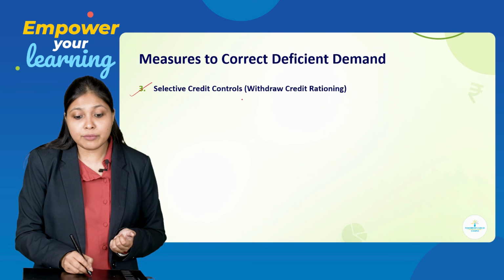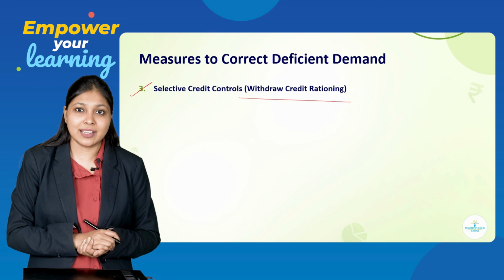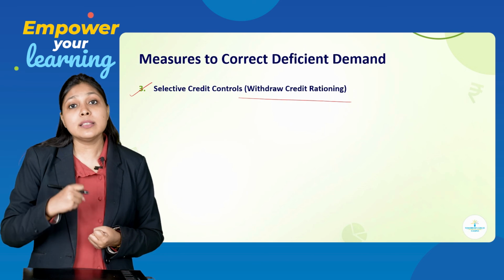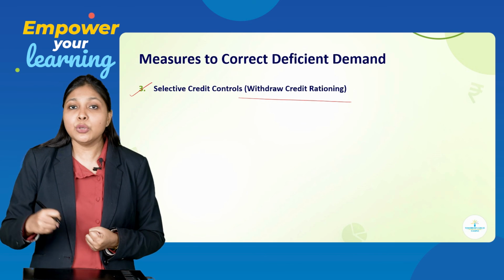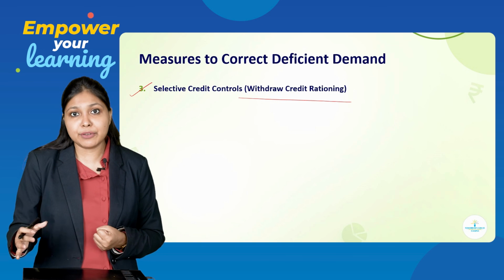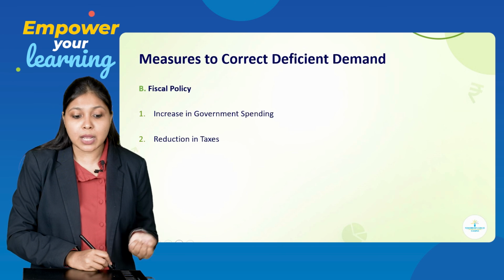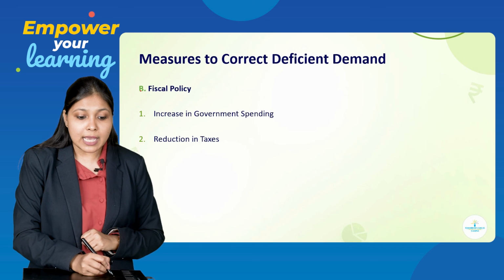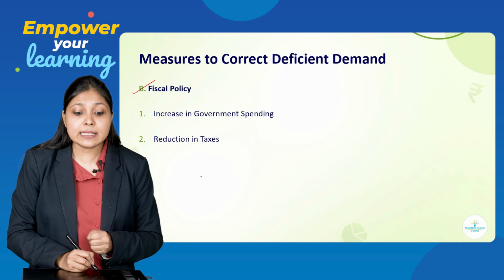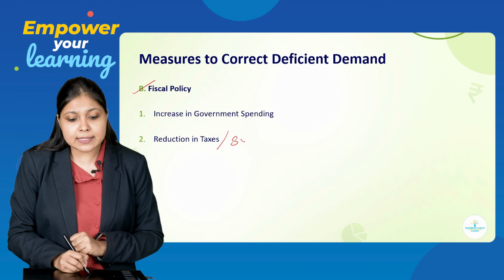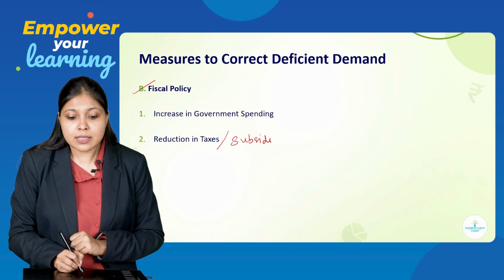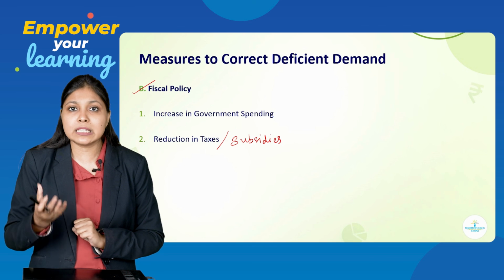Selective credit control, withdrawal of credit rationing. That means now the central bank will say to commercial banks that there is no credit rationing. You can provide loans to everyone who needs to borrow or who comes to borrow. Last, fiscal policy, increase in government spending or reduction in taxes. Here one more we can say, provide subsidies. Subsidies is nothing but giving discounts.